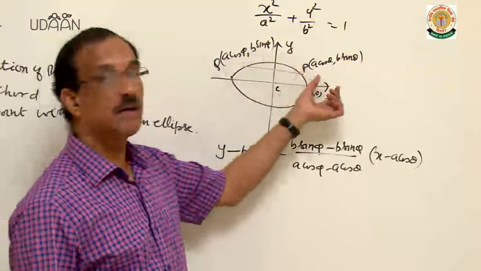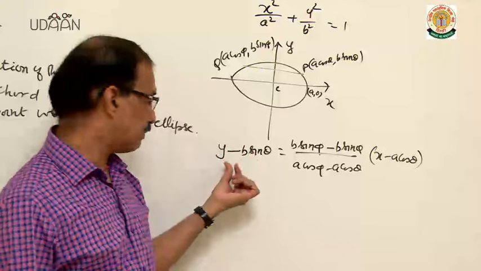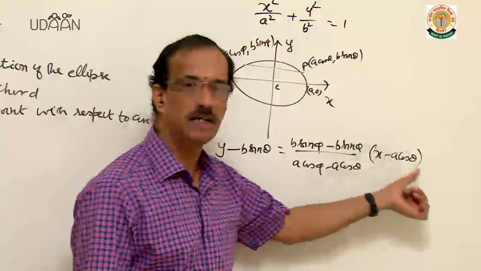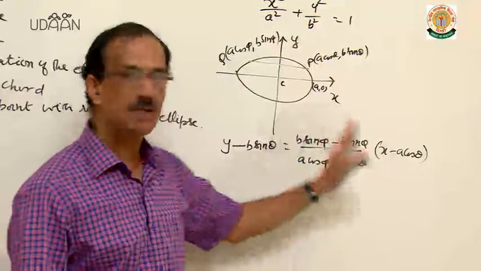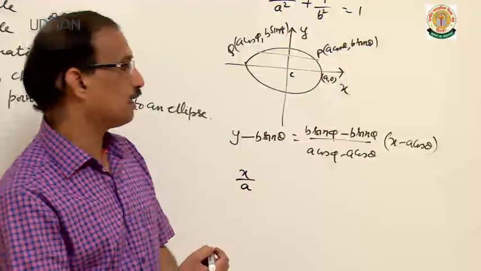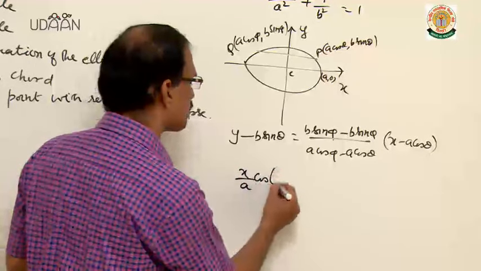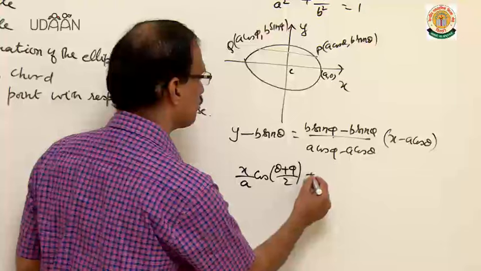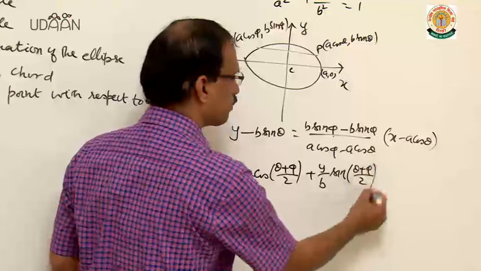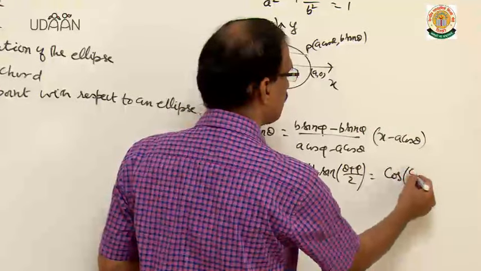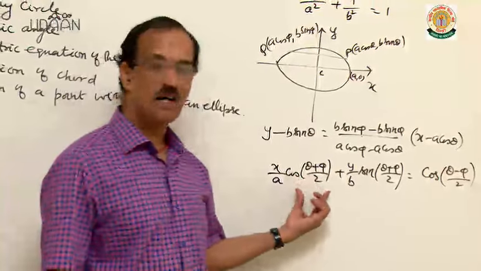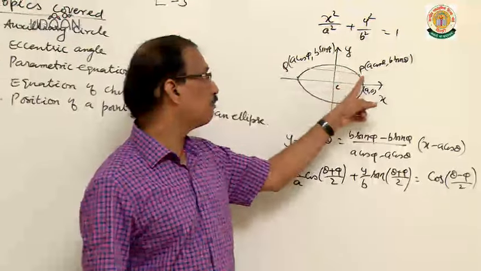Now by using the 2-point formula, we get the equation as y minus y1 is equal to (y2 minus y1) by (x2 minus x1) into (x minus x1). This is your equation of a chord. You can simplify and get the equation of the chord joining these 2 points as x by a cos of (theta plus phi) by 2 plus y by b sin of (theta plus phi) by 2 equals cos of (theta minus phi) by 2. So this is the equation of the chord joining P and Q.